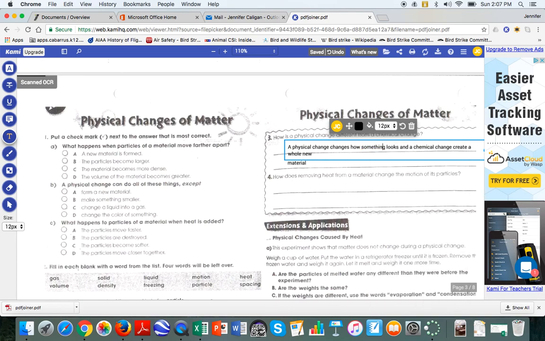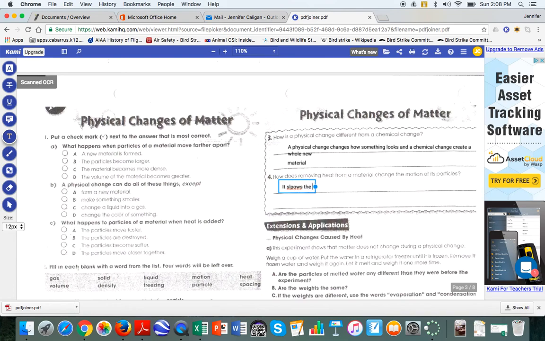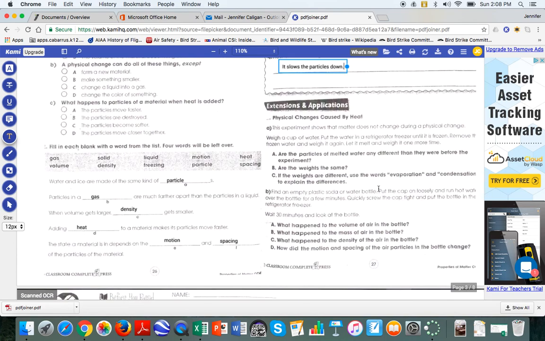How does removing heat from a material change the motion of its particles? So now we're going to go backwards. If we have a cup of water and we put it in the freezer and it's going to freeze, when we remove that heat, because that's what we're doing when we freeze something, it slows the particles down. Perfect.